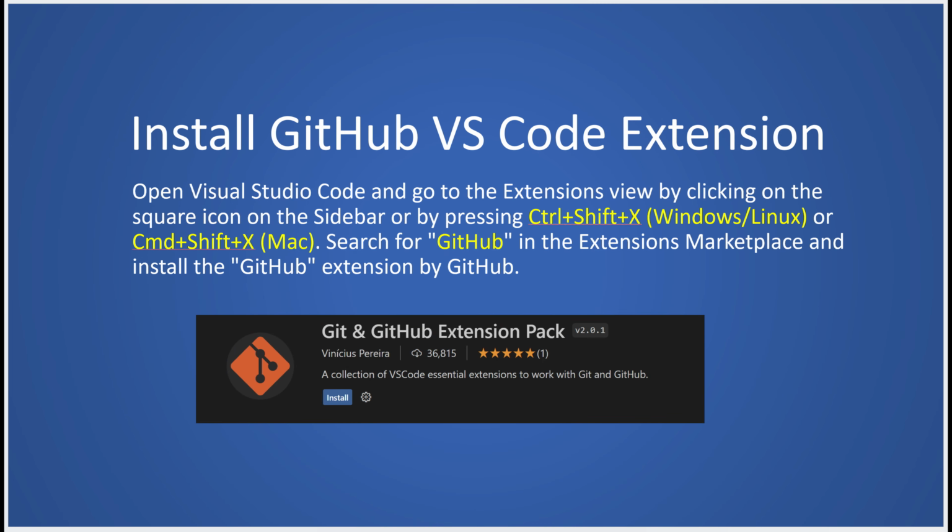The sixth step involves installing the GitHub Visual Studio Code extension. This is done within Visual Studio Code. Simply click on the square icon on the sidebar or press the requisite keys to access the extension's view. Search for GitHub, install the extension, and you're good to go.